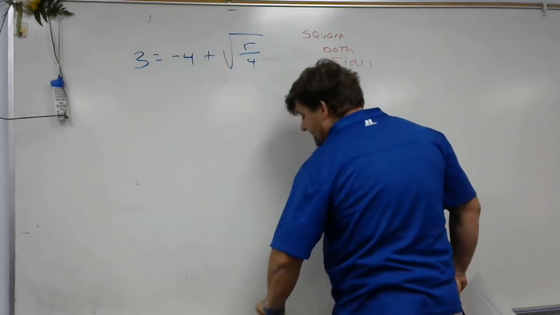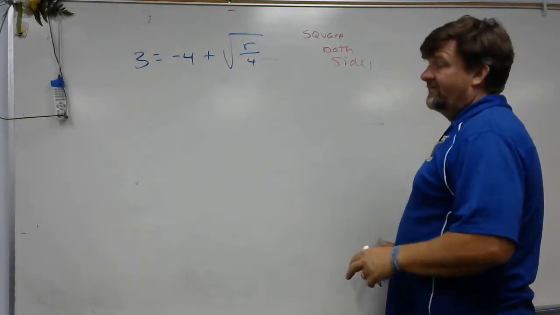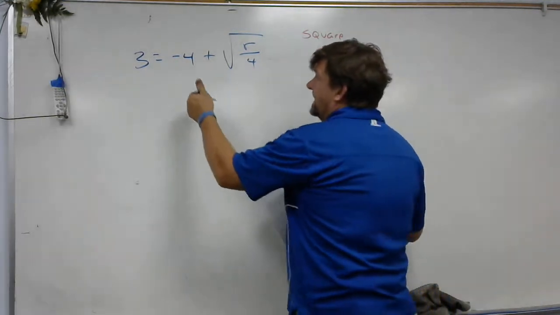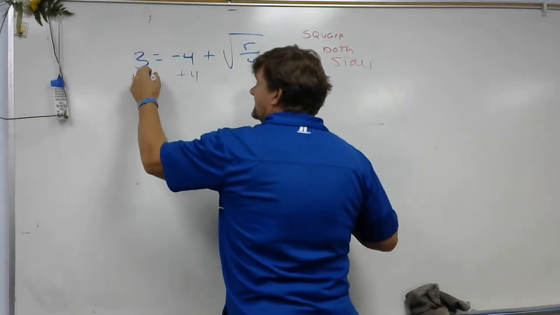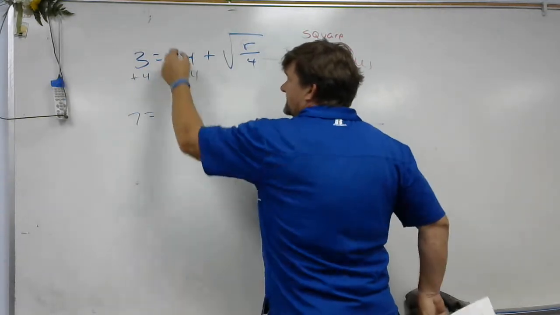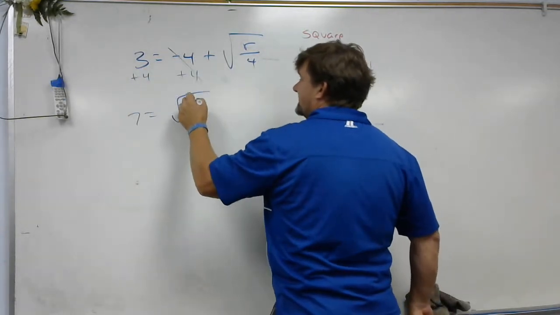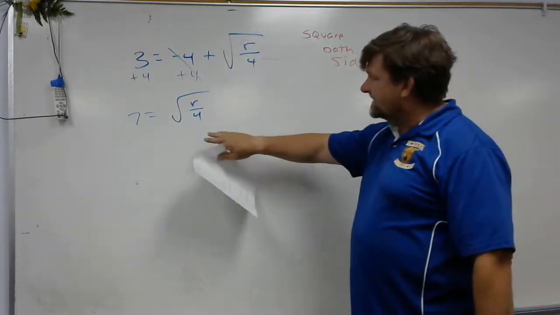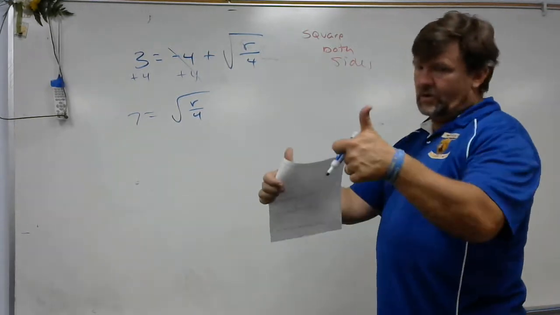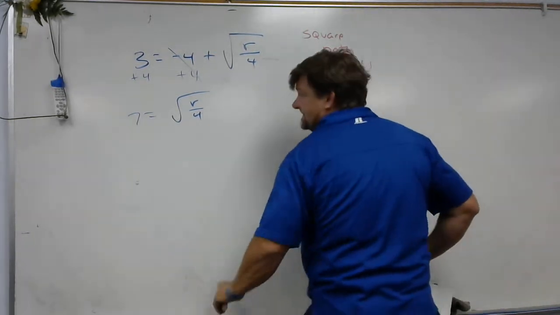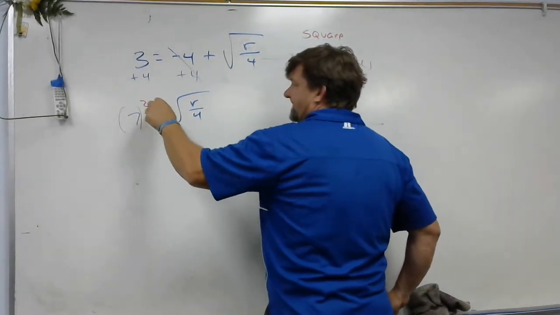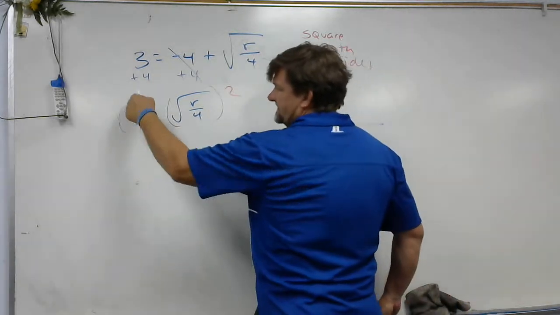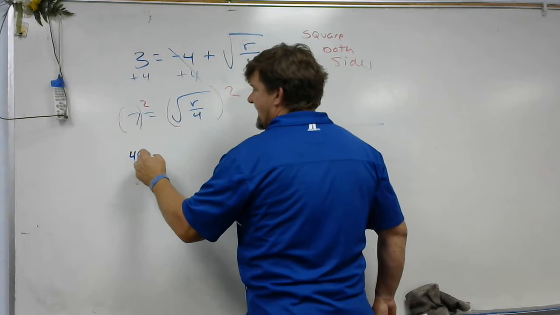But here's my idea for you. Make sure you make it as simple as possible before you do that. So I'm going to add 4 to both sides. That's where that comes from. So those are gone, and I get this, the square root of r over 4. Now I've got a square root all by itself. We're golden. We square this beast of an equation, and then 7 squared is 49.